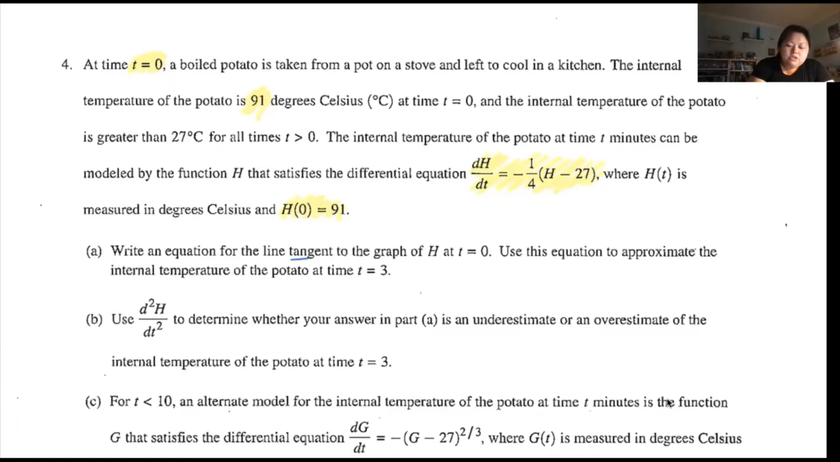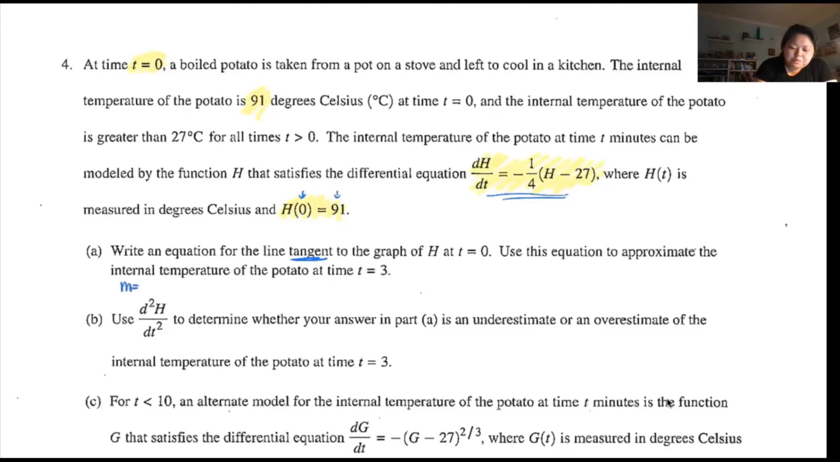So again, the word tangent tells us that we need to find the slope, but we don't have to. We already have the slope here. So the slope is dh/dt, this equation here. So we're going to use that to find the slope, and we do have a point. The point is (0, 91). So these are our x and y values, and then we can use that to write my linearization, my tangent line equation. All right, so let's find the slope first.